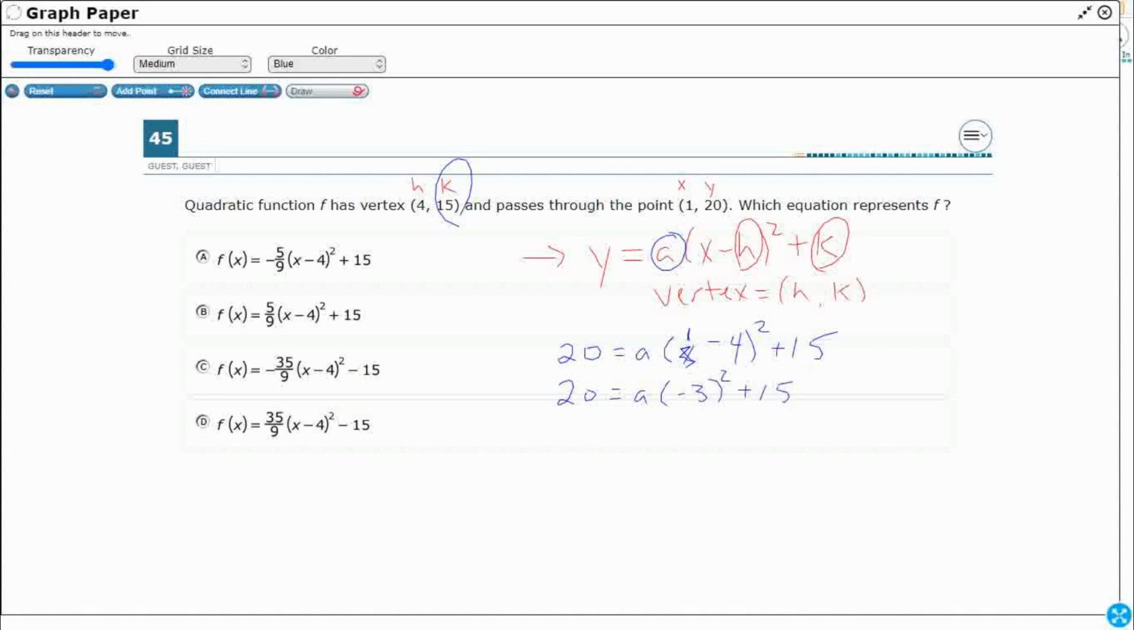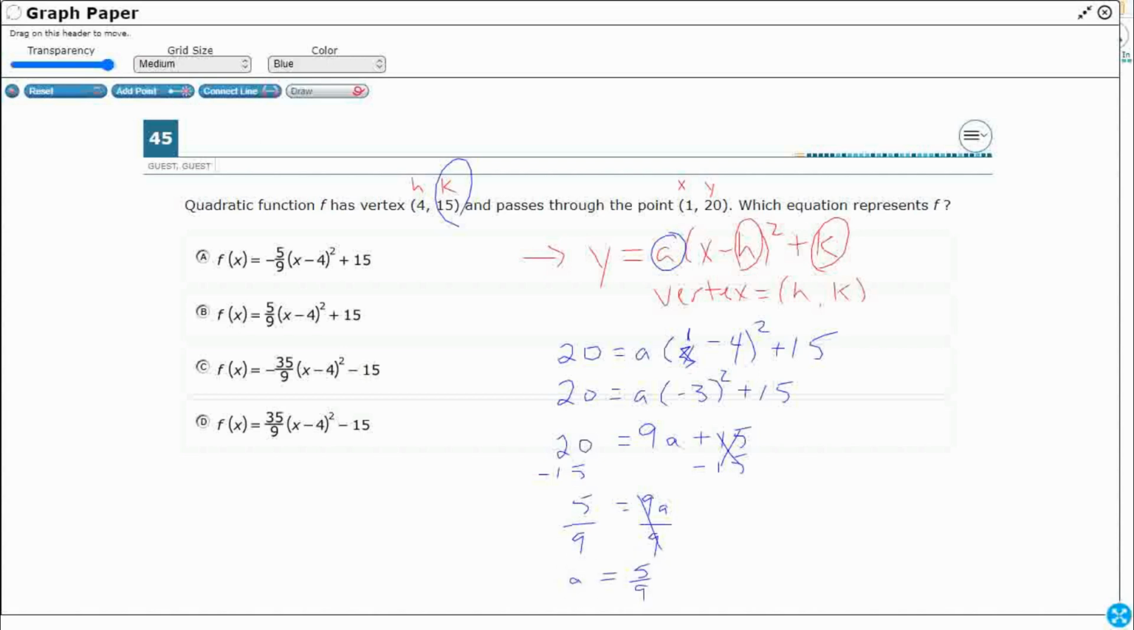And then we need negative 3 times negative 3. So that's going to be 9. Instead of writing a 9, we always put the number first, so 9a plus 15. And then we need to solve for a, so let's move the 15 over. And that's going to be 9a equals 5. Divide both sides by 9, and you get a equals 5/9.